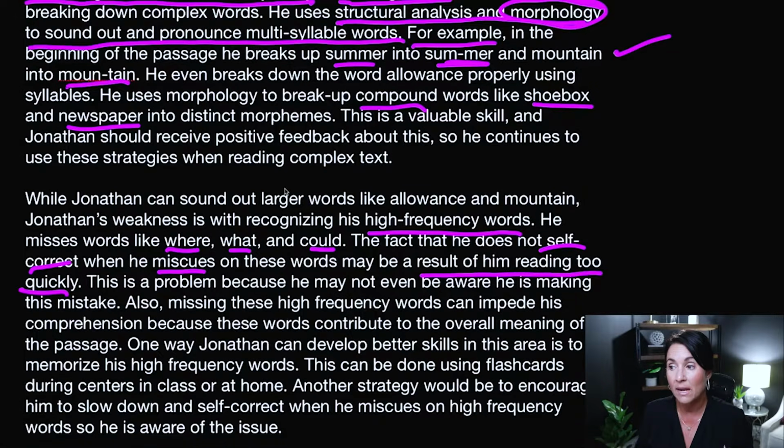quickly. So now I'm trying to diagnose a little bit. He may be going too quickly and he's just going over those sight words and not really looking at them properly. This is a problem because he may not even be aware he's making this mistake. Because he's not self-correcting, he doesn't know he's making the mistake, okay?